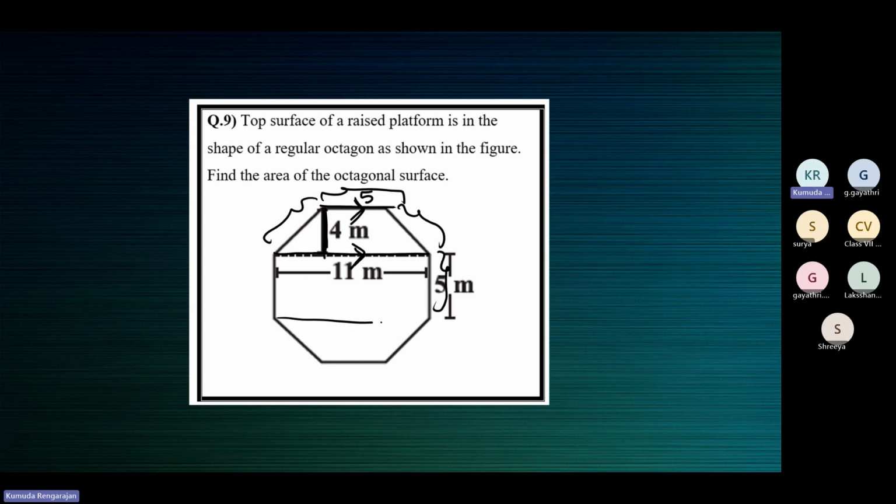Same thing here. This one is 11. This one is 5. And the distance between them is 4. Correct? And now this one is a rectangle. What's the length of this rectangle? And what's the breadth? 11 meters. 11 and 5. You can take anything as the length and breadth. 11 and 5, 5 and 11.